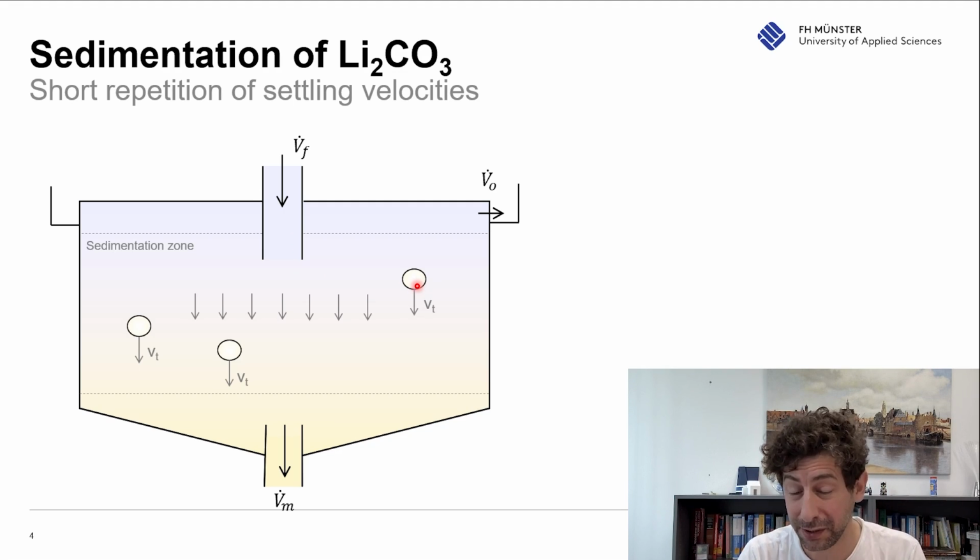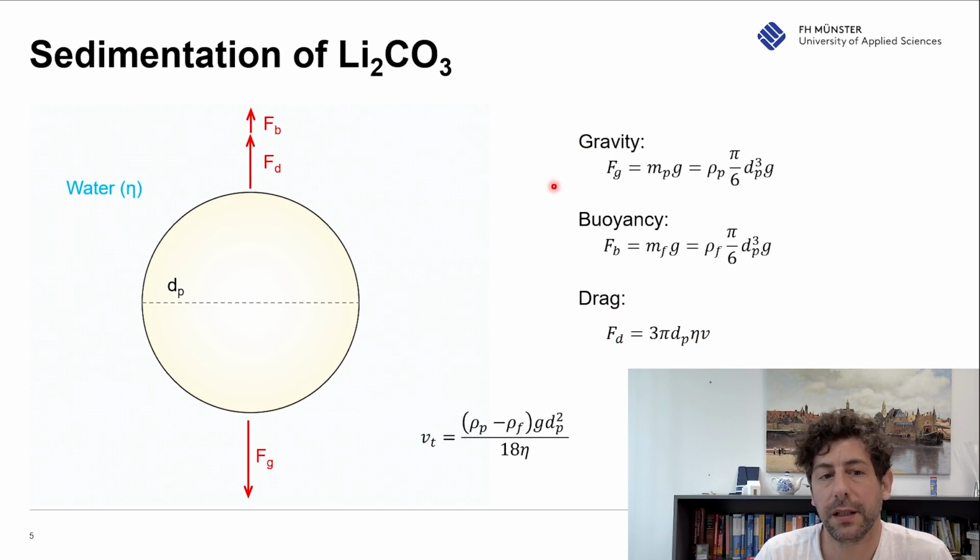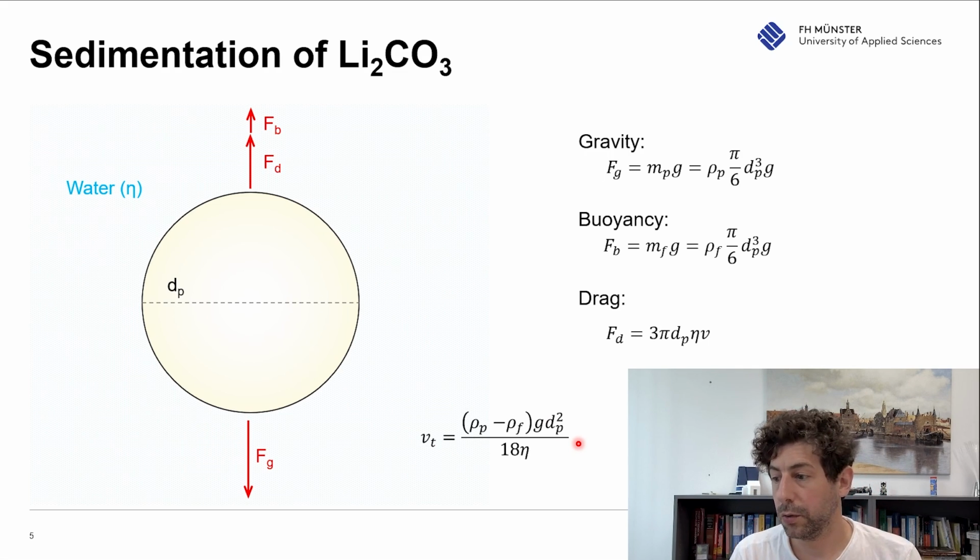So the velocity of the particle was important here, and this is the terminal settling velocity, and this terminal settling velocity for one lithium carbonate particle was calculated by a force balance, and the force balance was the gravity, the buoyancy, and the drag force. And then the drag force in Stokes regime, so very slow settling, laminar flow, and then we can rearrange the force balance to the terminal velocity, and then we get the stationary terminal settling velocity. And this is something you should already know from the previous videos.